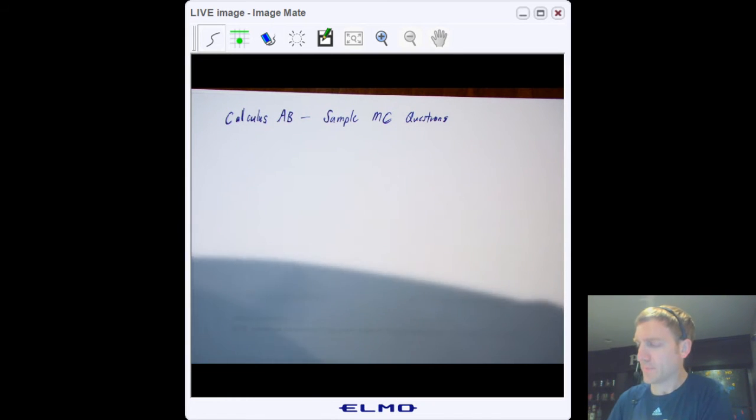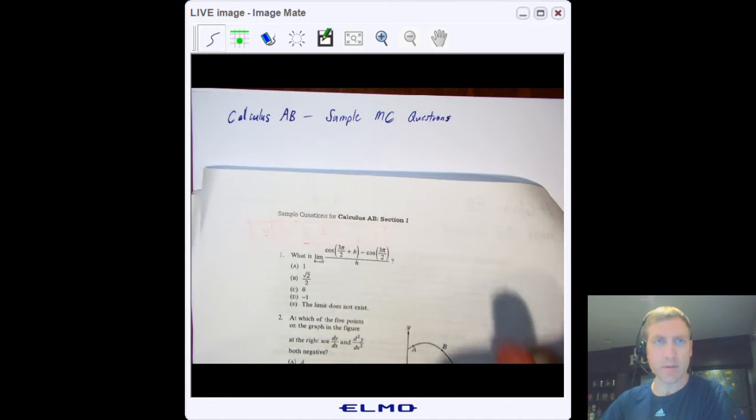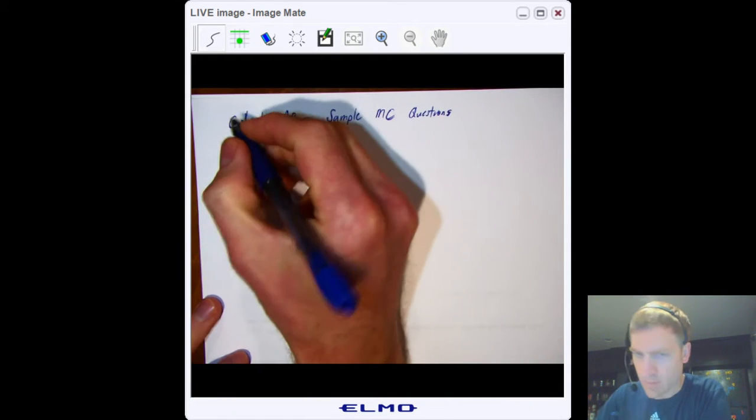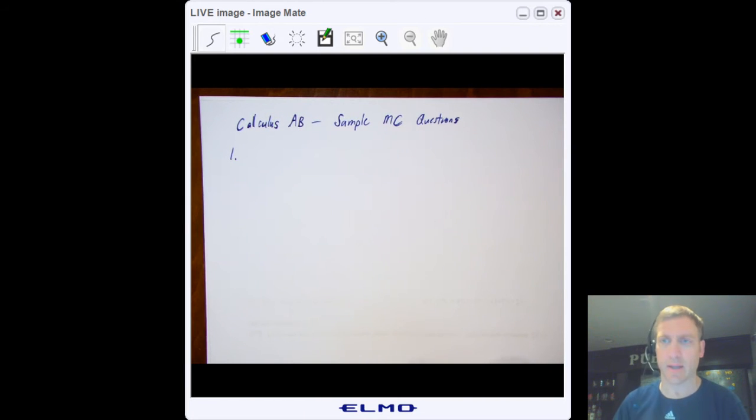with the first question. Question number one. Okay, and I'm going to do all my work on this sheet of paper here. So I'll scan that for the end if you want a copy of that. Okay, but I may refer back to the test book if we look at a problem at some point.